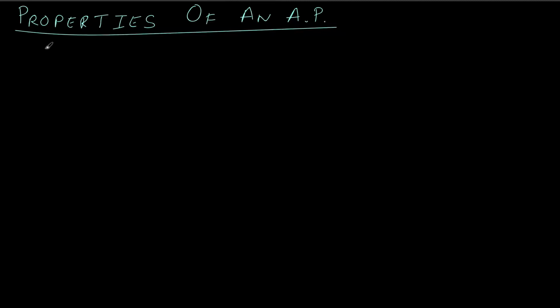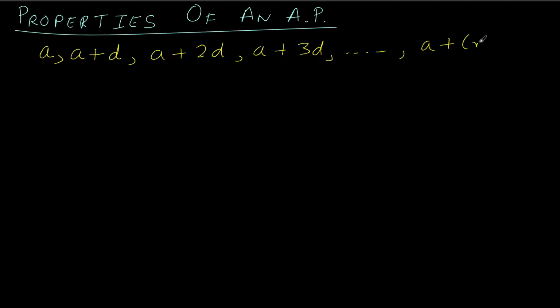So for an AP, in its general term we write the first term as A, and then since it is an AP, all the consecutive terms will increase by a fixed difference D. So A plus D, A plus 2D, A plus 3D, and so on. And let's say we have n terms and our general term is A plus n minus 1 times D.